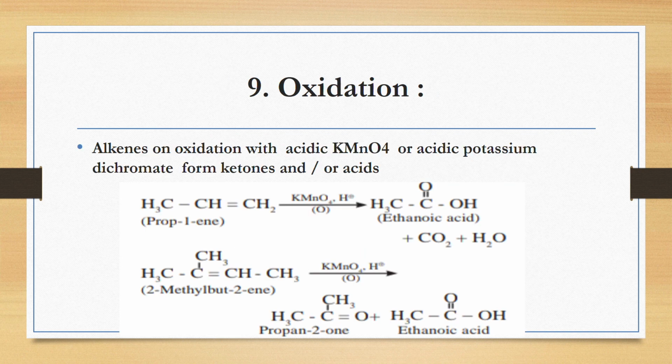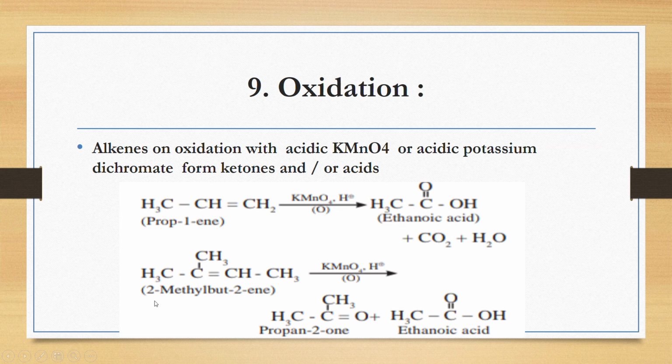Here is the oxidation reaction of alkenes. They undergo oxidation with acidic potassium permanganate or acidic potassium dichromate to form ketones and or acids. Prop-1-ene will get converted into ethanoic acid. One of the carbon atoms, this carbon atom, will get detached. This carbon will get converted into carbon dioxide by taking two oxygen atoms from here. Then hydrogen will get converted into water. So we are left with only two carbon atoms to form an acid, and thus ethanoic acid will get formed.